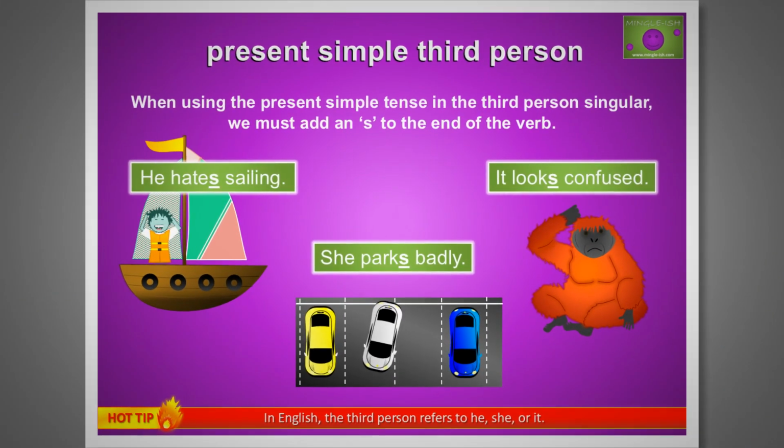There is a rule when using the present simple tense in the third person singular. We must add an S to the end of the verb. For example, he hates sailing. She parks badly. And it looks confused.